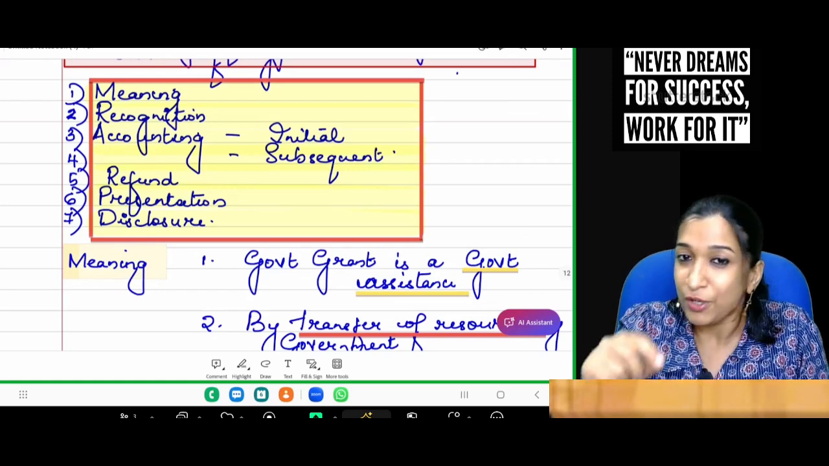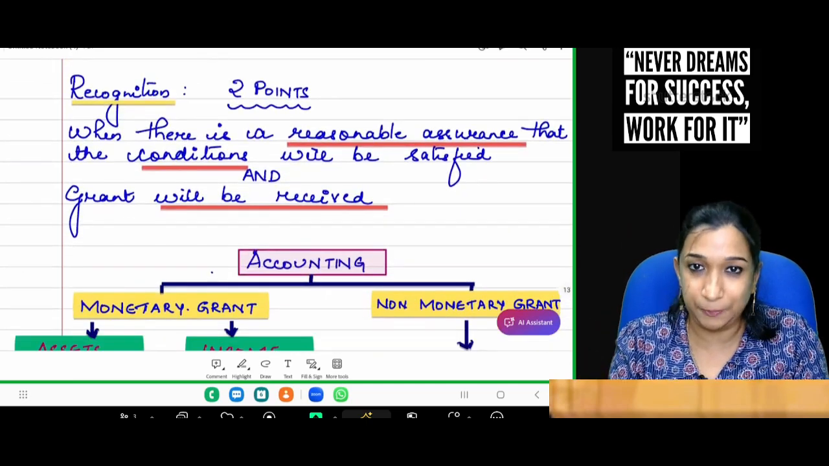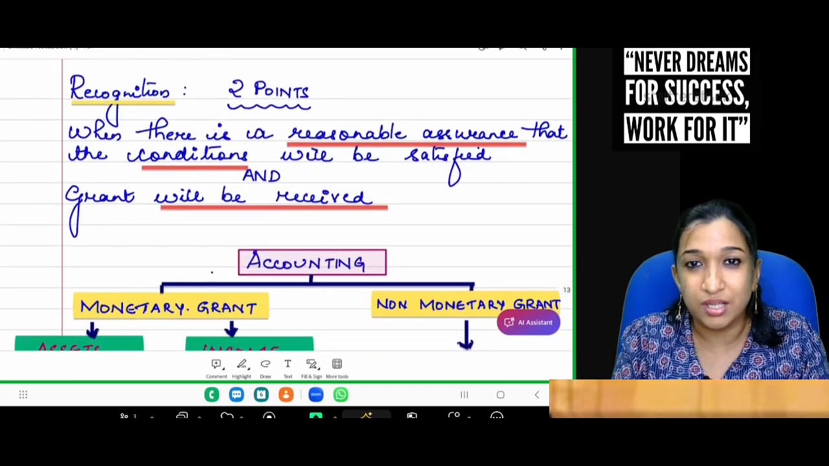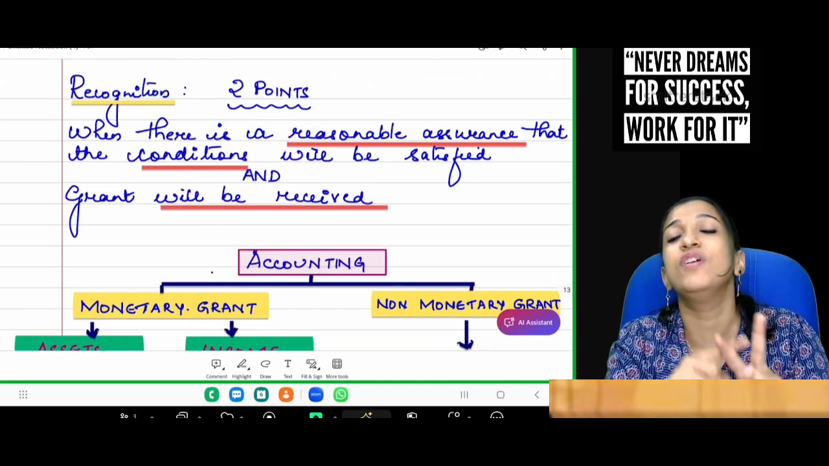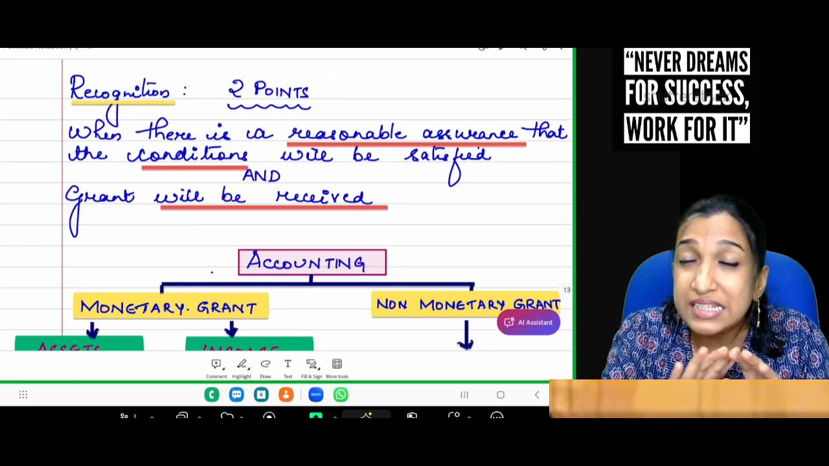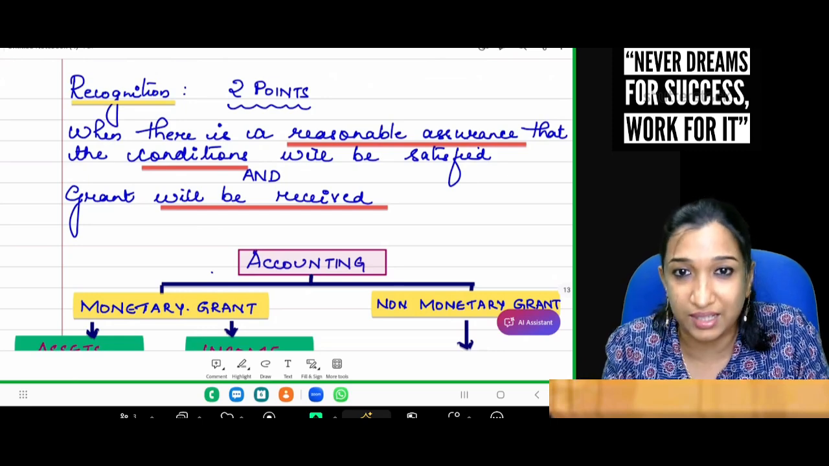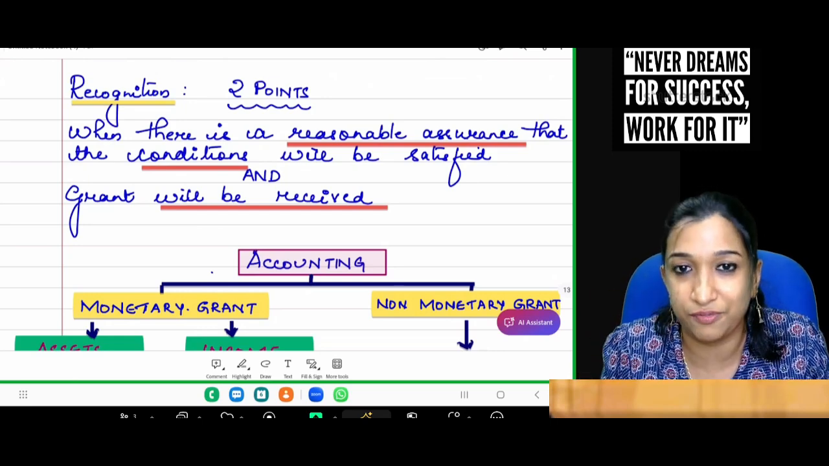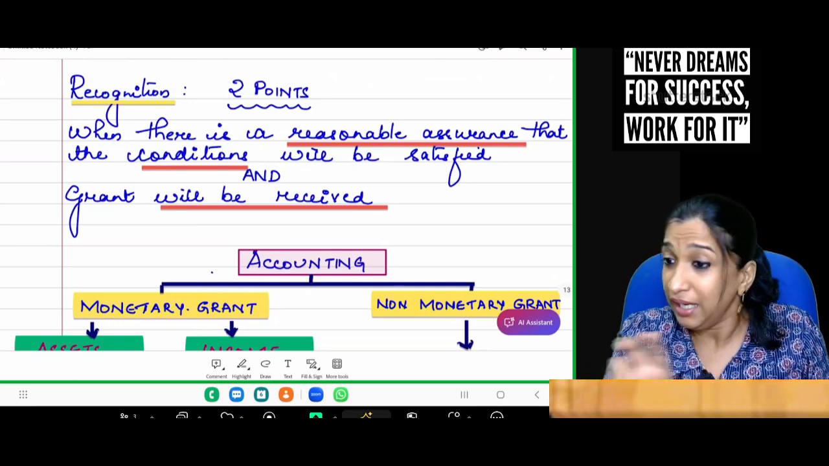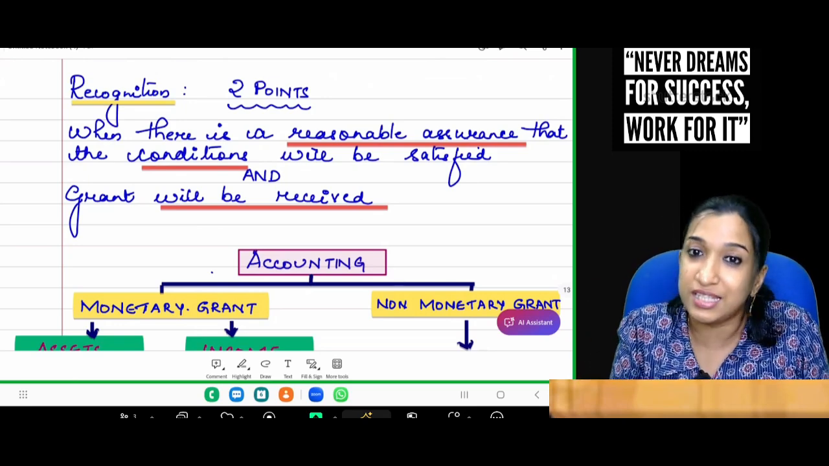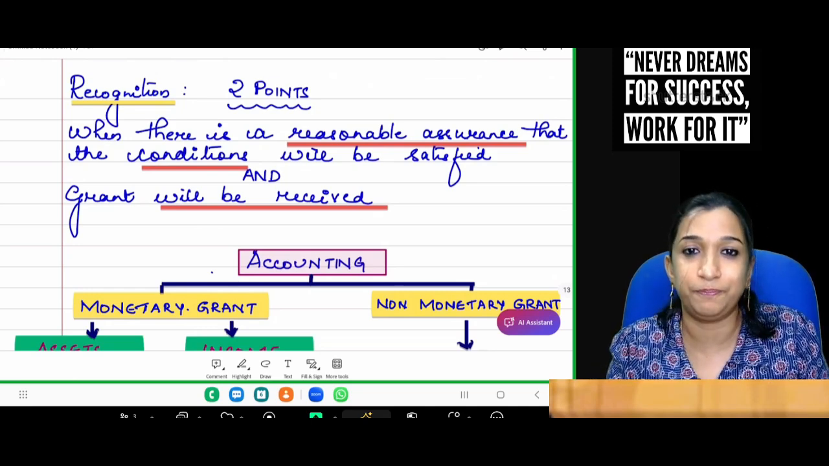When should I recognize? So you should write, if you get a situation as per IND AS 20, a grant will be recognized in the books when there is a reasonable assurance that the conditions will be satisfied. First point, when there is a reasonable assurance that the conditions will be satisfied, I'm sure that I'll satisfy the conditions and the grant will be received. If these 2 conditions are satisfied, the grant can be recognized in the books. It is not compulsory that the grant should be received. I can also pass the entry grant receivable to grant.